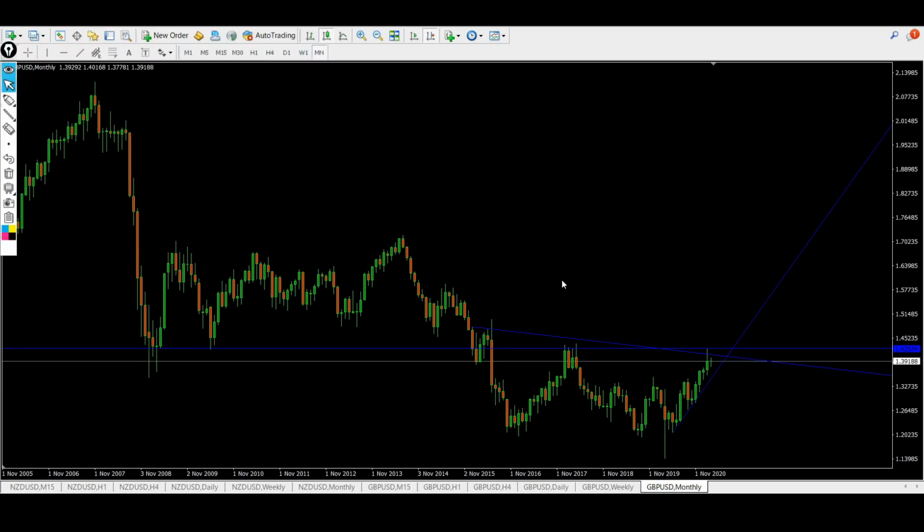Okay, the pound dollar. This is a monthly chart. We'll start off with an overview. Okay, so there was a weak double bottom right here. However, weak double bottoms typically do not go to their target height. So its target height being roughly around here.